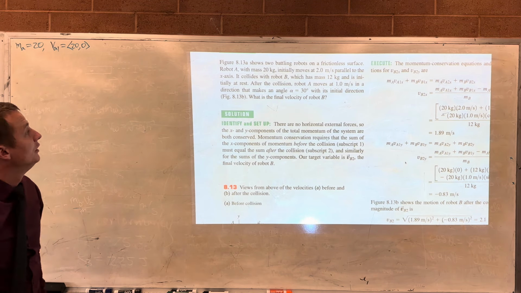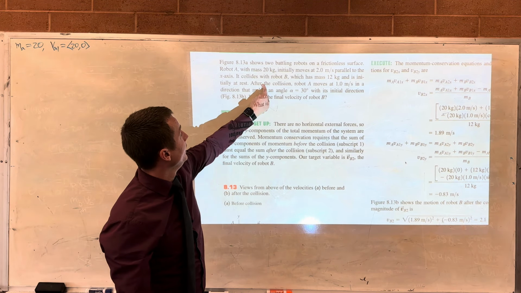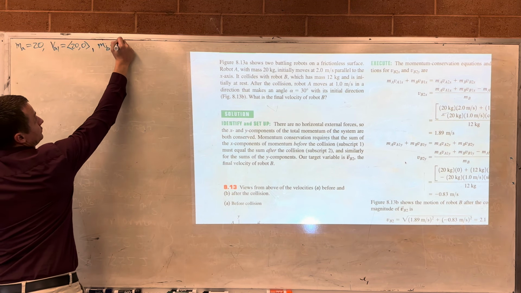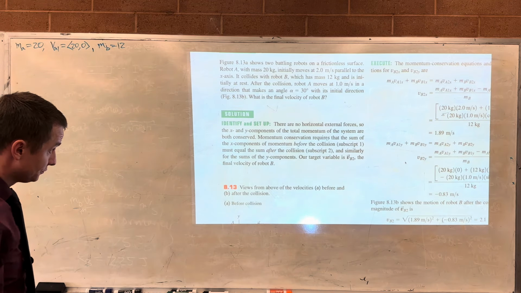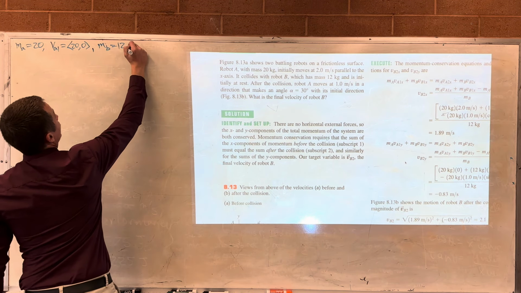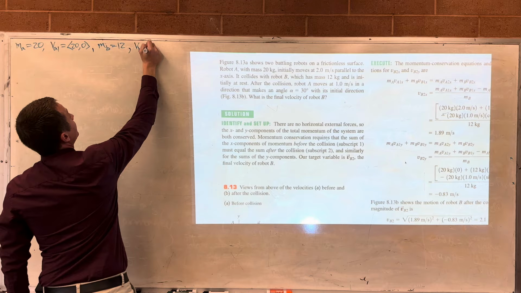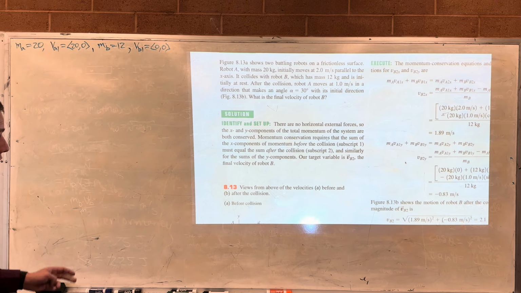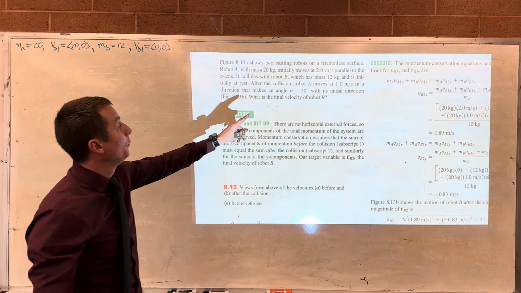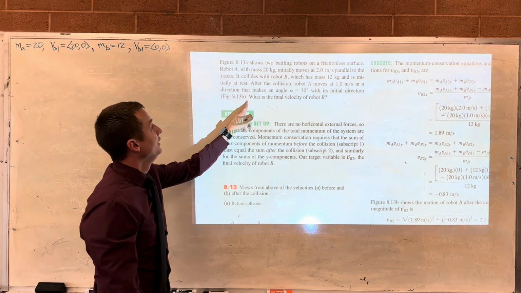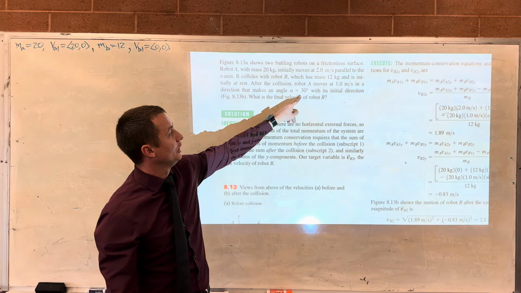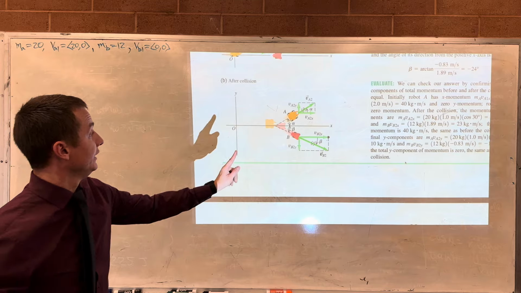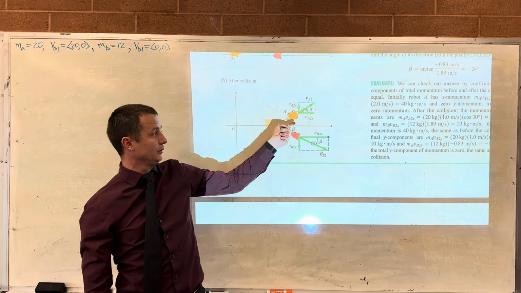Yeah. It collides with robot B, which has a mass of 12 and is initially at rest. So the velocity of B initial is 0, 0. After the collision, robot A moves 1 meter per second in a direction that makes an angle of 30 degrees with its initial direction. I don't know if that's up or down. Okay, alpha is up, so it's going to have a positive x and a positive y.